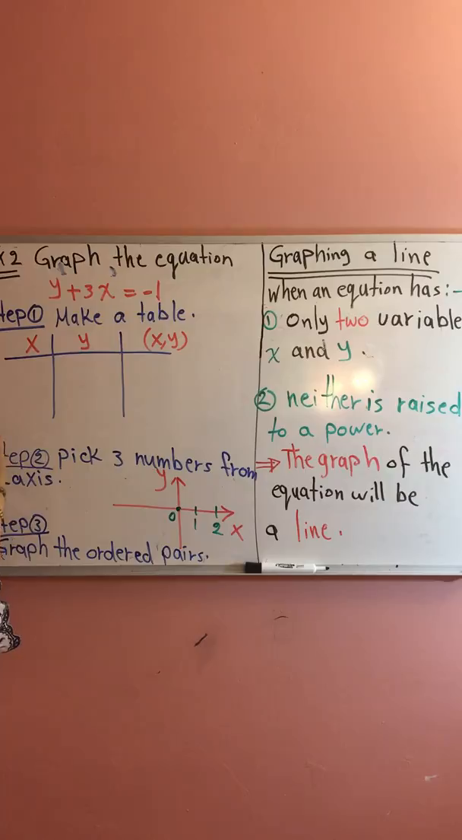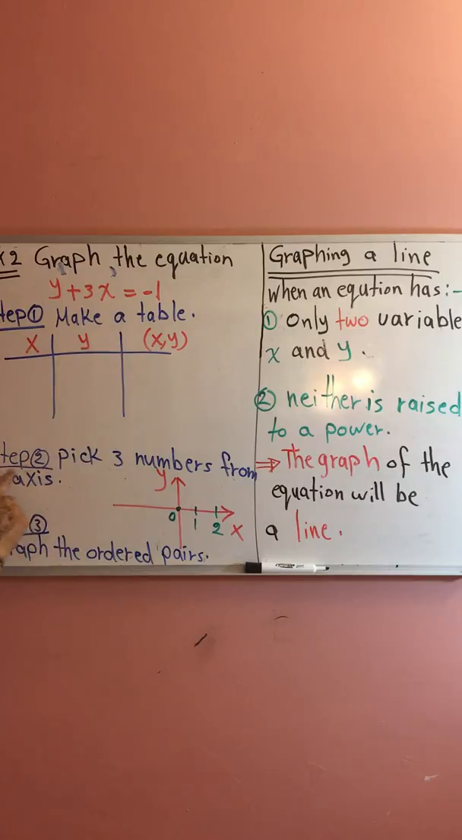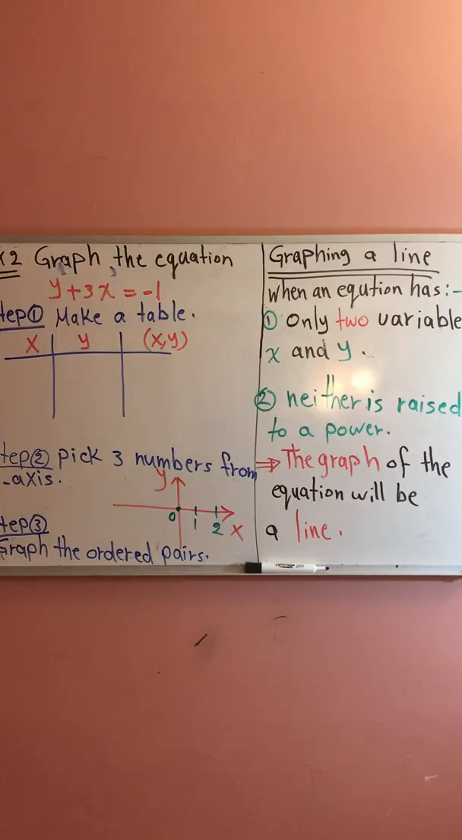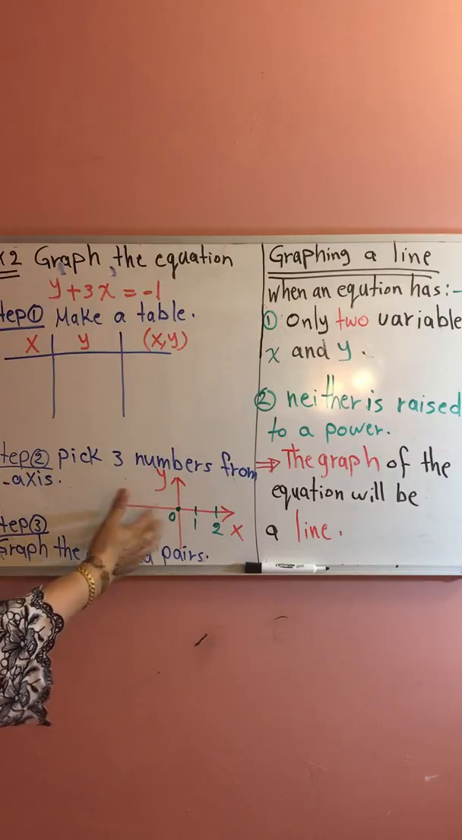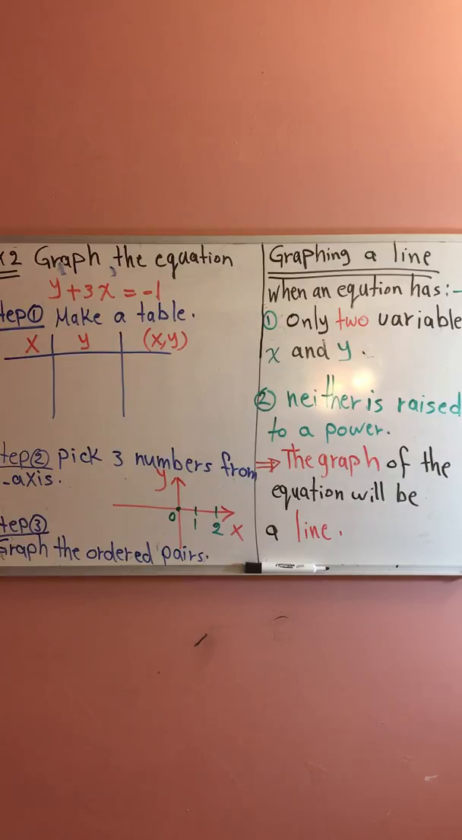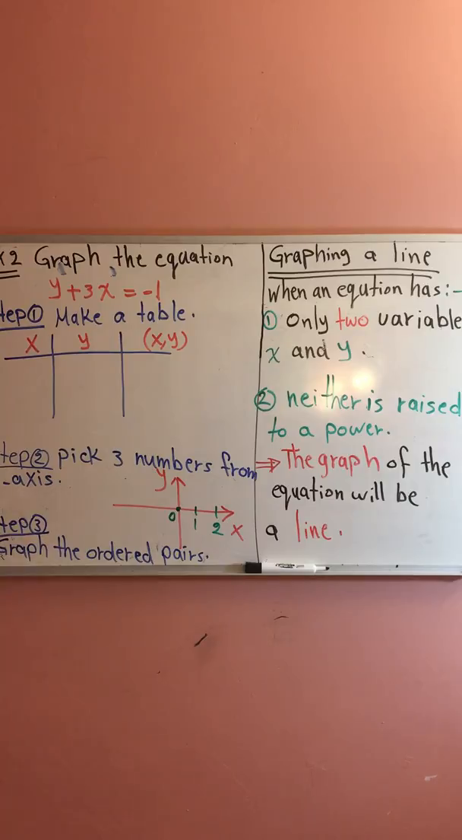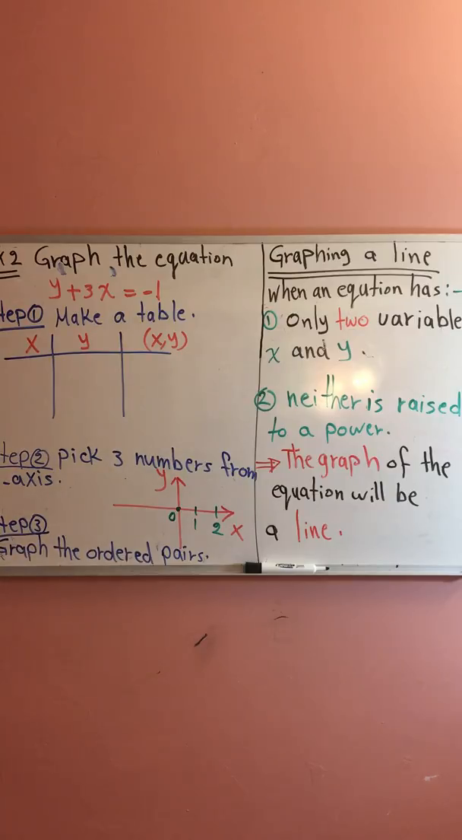Step 1, make a table. This is the table, x, y, and the ordered pairs x and y. Step 2, pick 3 numbers from x-axis. 3 numbers are 0, 1, and 2. Always try to use these numbers. These are very easy to you guys. And avoid the negative numbers, because negative numbers make always negative signs. You have some issues with negative, so try to avoid it and use the positive numbers. Gonna be easier for you. Step 3, graph the ordered pairs. So now I'm gonna go ahead and do step number 1.